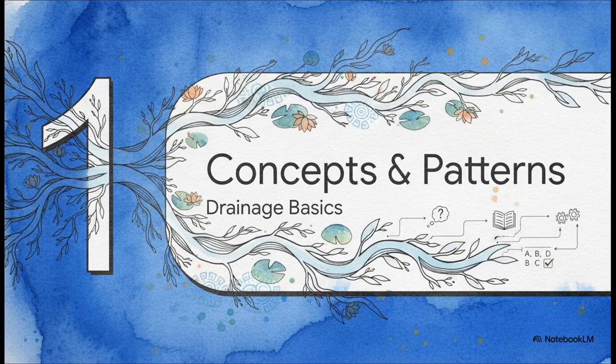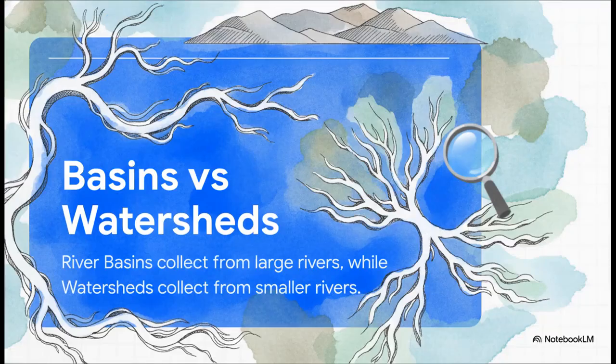Kicking things off with Section 1, Drainage Concepts and Patterns. We've really got to start with a foundation here, because understanding the why prevents you from just rote memorizing. So look, the key here is nailing down these foundational NCERT vocabulary terms so you don't get tripped up on exam day. A catchment area is basically just the specific region where a river collects its water. Simple enough, right? But here is the major exam distinction. If we are talking about a big major river, that catchment area is called a river basin. If it's a smaller river, it's called a watershed.